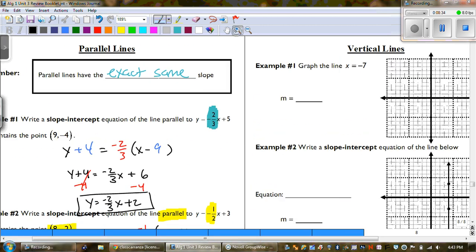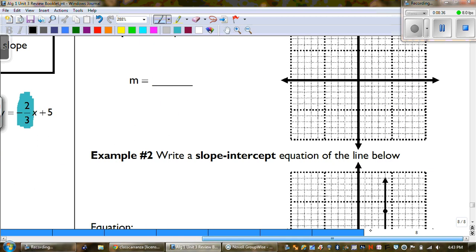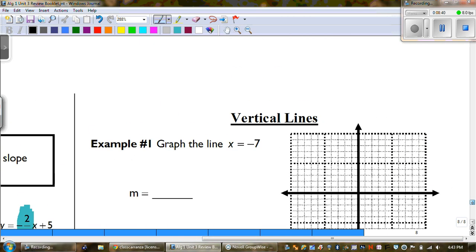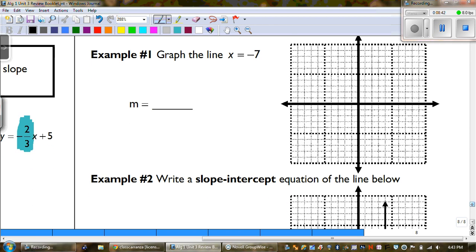All right, now we're switching to page number 9, vertical lines. Okay, we're going to start with graphing, and same thing. When you're graphing this, pick a negative number, 0, and a positive number, and then see what it looks like.